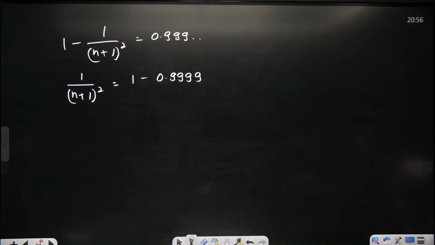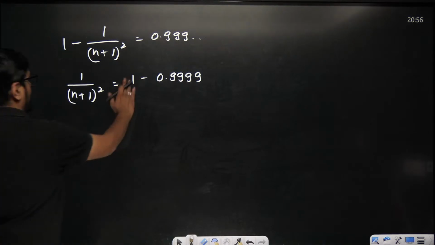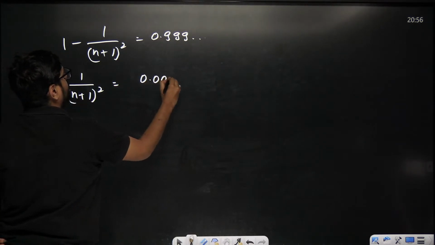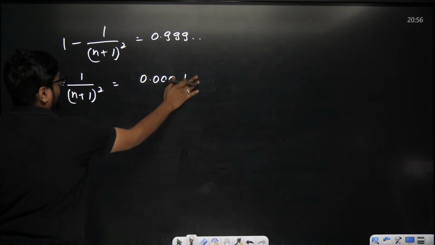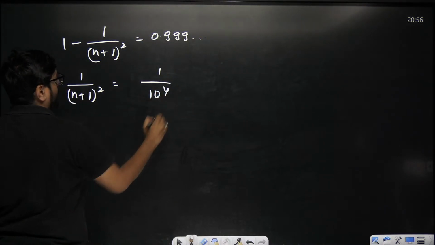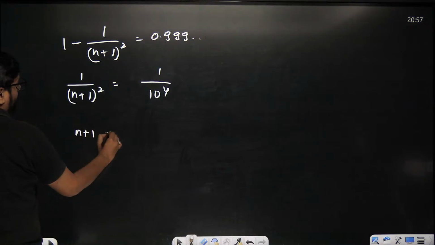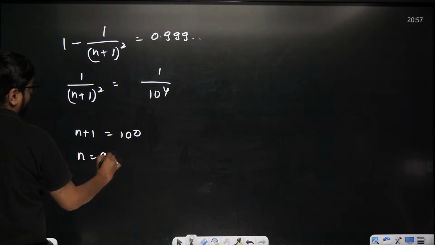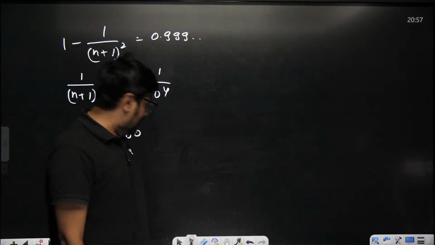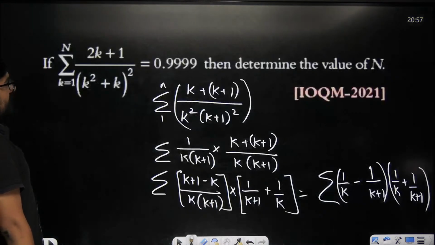Now we can find our answer very easily. This will be 0.0001. So 1 divided by 10,000. That means 1 by 10 to the power 4. We can find n from here now. Any problem? Anybody? 1 by 100 square is equal to, simply n plus 1 will be equal to 100. So n will be equal to 99. This is the sum of 99 terms, and they asked n only, right?